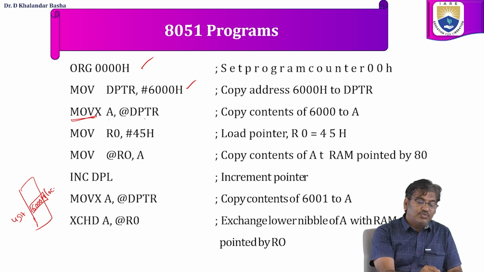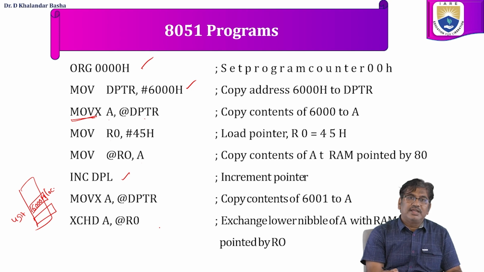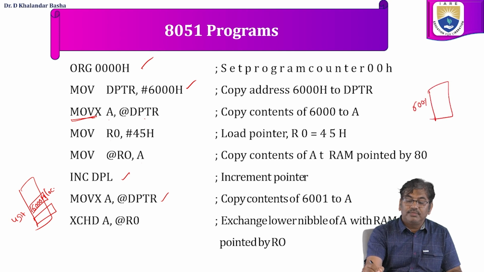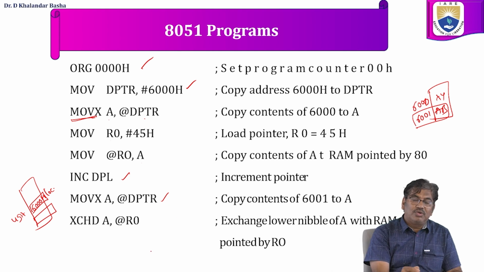Next, we want to swap with the 6001H location. To advance to the 6001H location, increment DPTR. Then we will fetch the external memory 6001 location. This is some XY, and this is some AB. This 6001H location content is loaded into the accumulator. So the 6000 location data, D1, is in 45H, and the second data, D2, is in the accumulator.